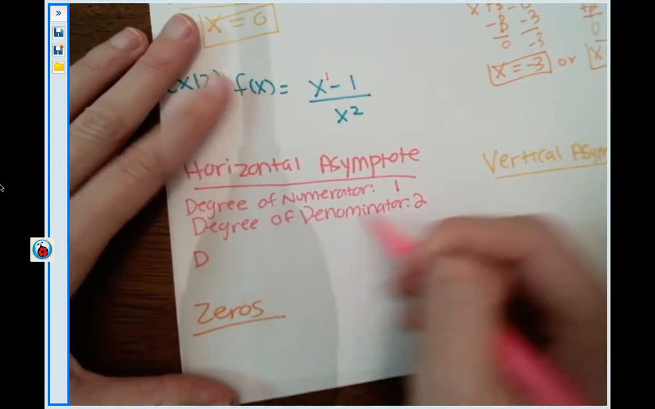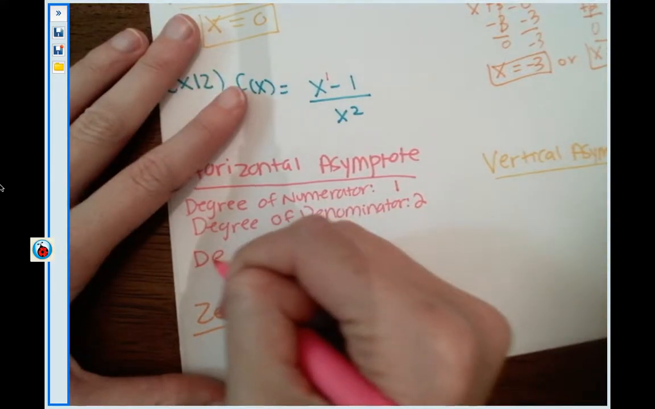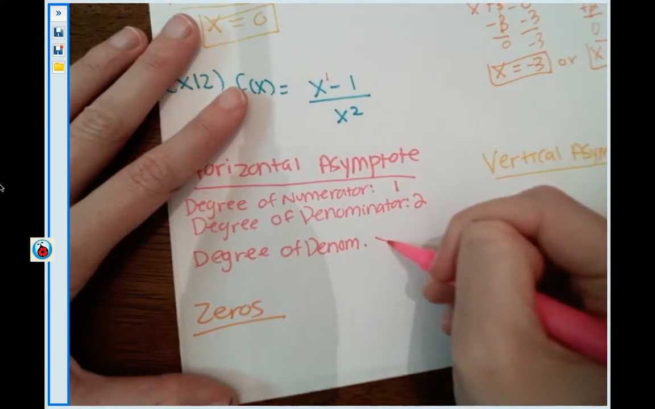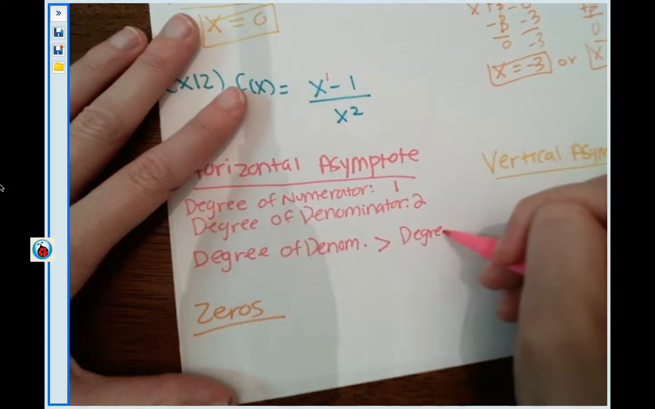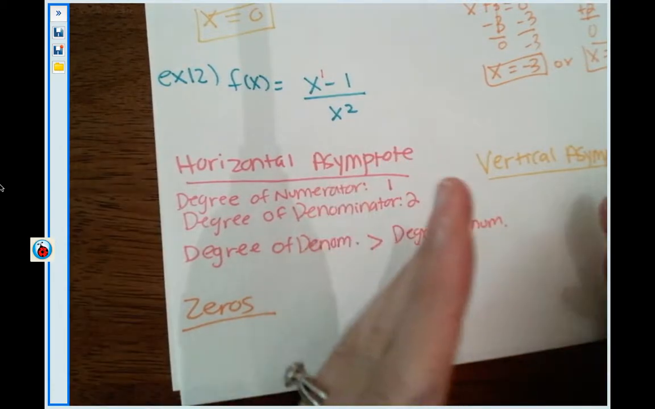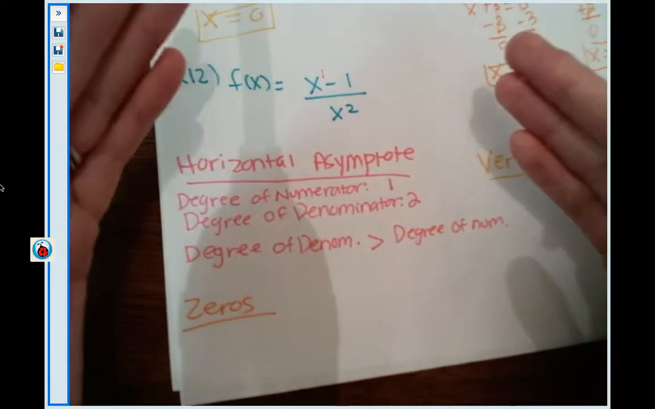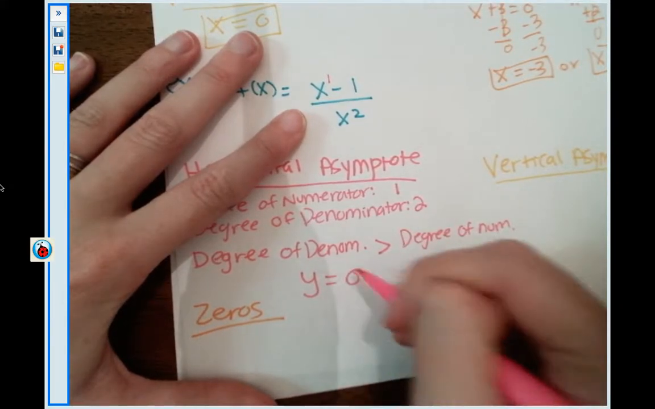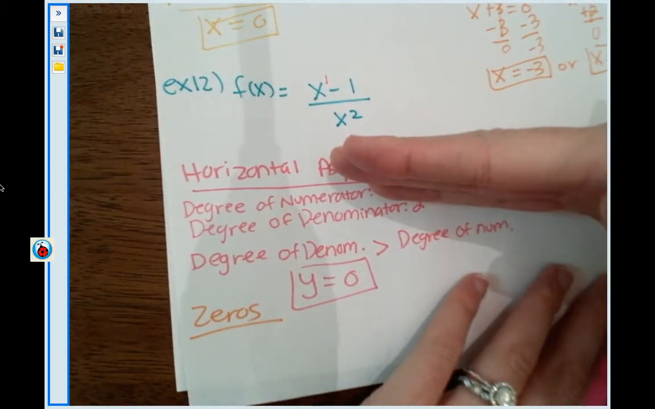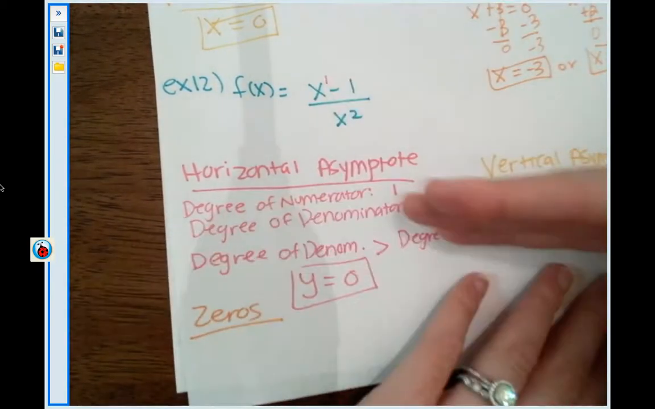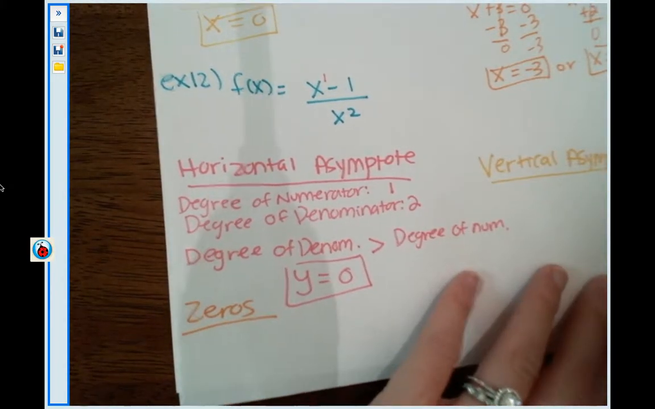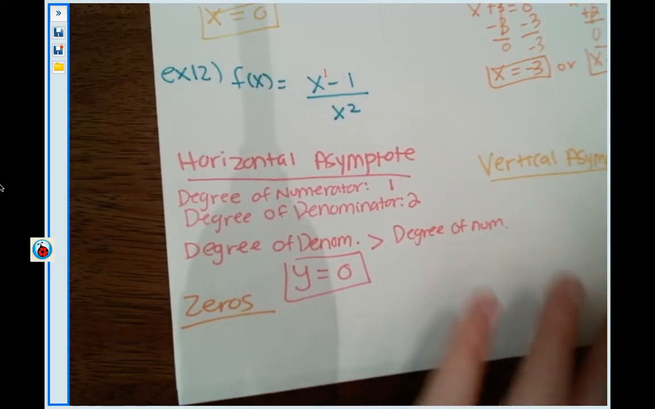Our degree of the denominator is larger than the numerator. So I'm going to abbreviate: degree of denominator is greater than the degree of the numerator. And remember, when the degree of the denominator is larger than the degree of the numerator, the horizontal asymptote is always y equals 0. So it's just y equals 0. I know on this graph there'll be a horizontal line sitting where it crosses the y-axis at 0, which is our x-axis, actually. So there'll be a horizontal asymptote on the x-axis, which is pretty cool.